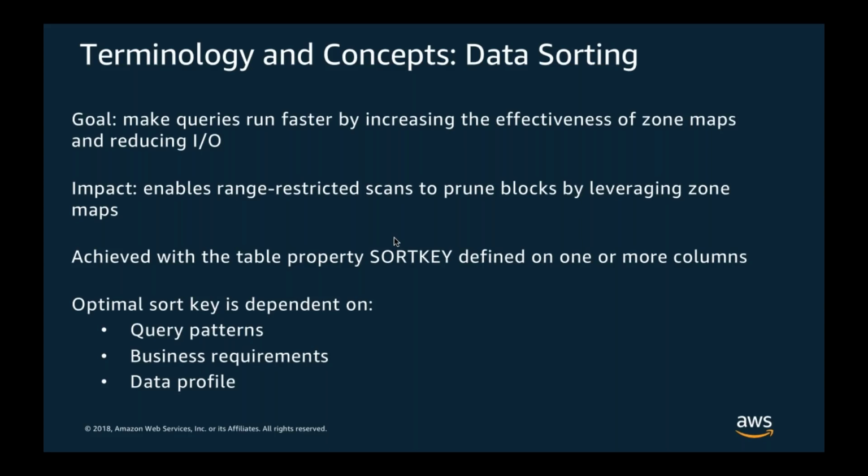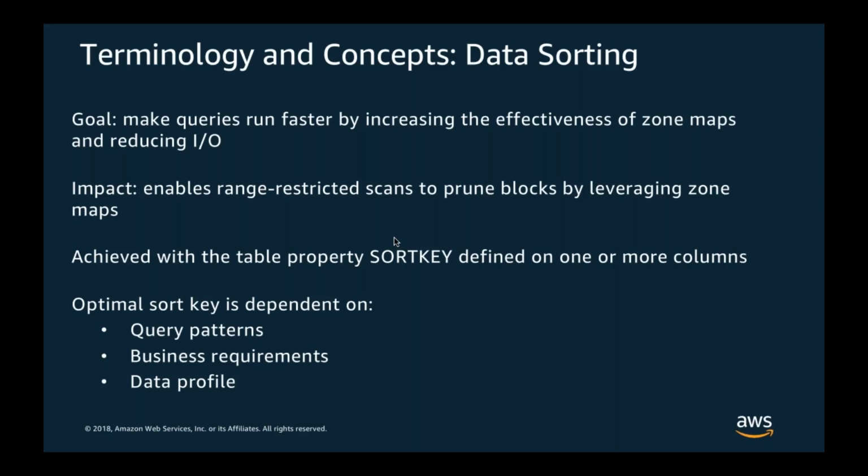So if you have a sorted block, it's perfectly sorted. You know exactly what the min and the max value are. And when you fire a query with a filter, we can clearly figure out, okay, go to this particular block, read only these values from the particular block, right? So sorting helps us to run range-restricted scans and prune blocks effectively, right?